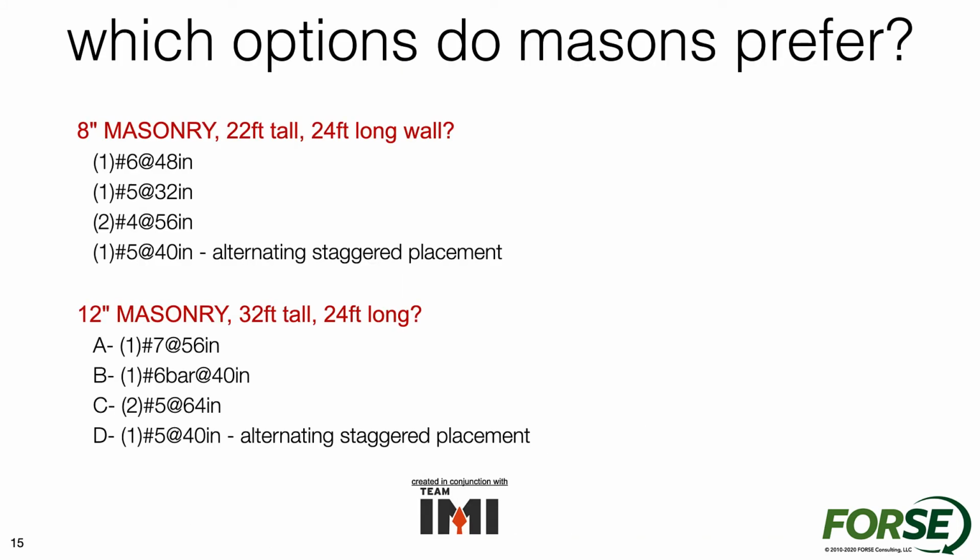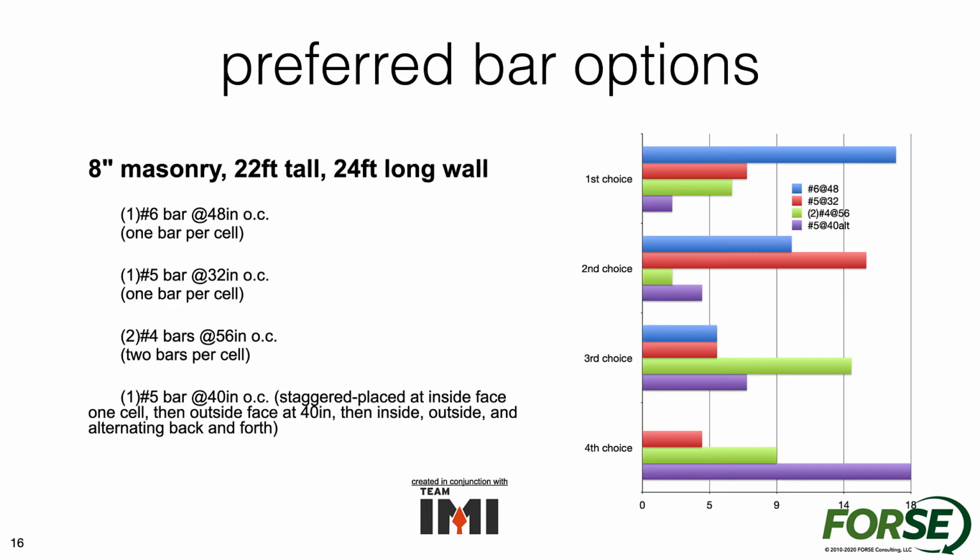Which leads us to a couple quick examples I wanted to explore for an 8-inch masonry wall. When I have several different reinforcement options, different sizes, perhaps 1 bar versus 2 bars within a wall, what would a contractor prefer in both a 12-inch and 8-inch masonry scenario? Here with the survey results, you can see that with an 8-inch masonry wall, contractors tended to prefer the single bar within the wall spaced further apart.